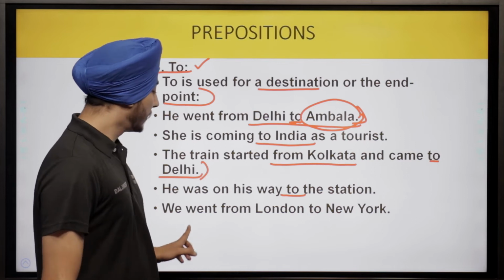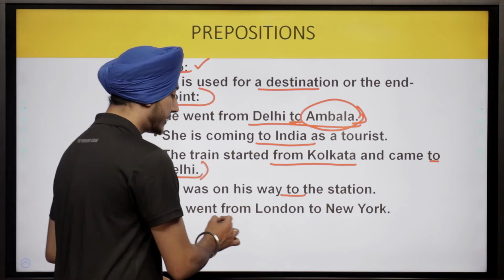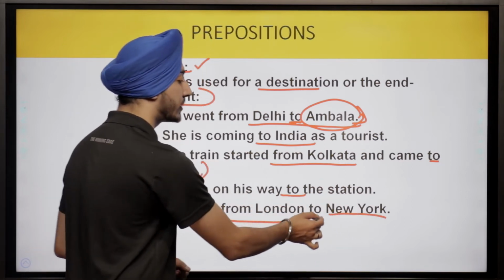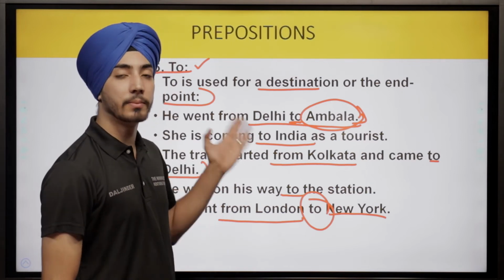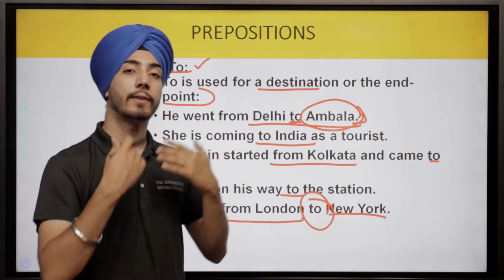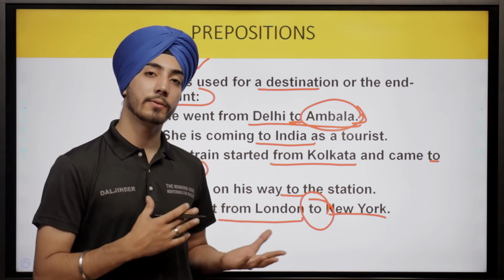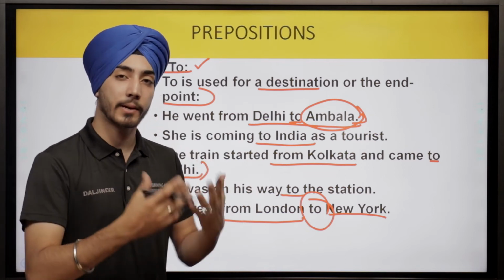Last one, let's see. We went from London to New York. वो लंदन से निकले, ठीक है, and where did they go? They went to New York. So New York was the end point of the journey. So we are using the preposition to here. ठीक है, so to हम कहाँ पे use करेंगे? To we use for the final destination or the end point of the journey, right? और from कहाँ use करते हैं हम? From we use for the beginning of the journey, जहाँ से हम start करें, or the departure.